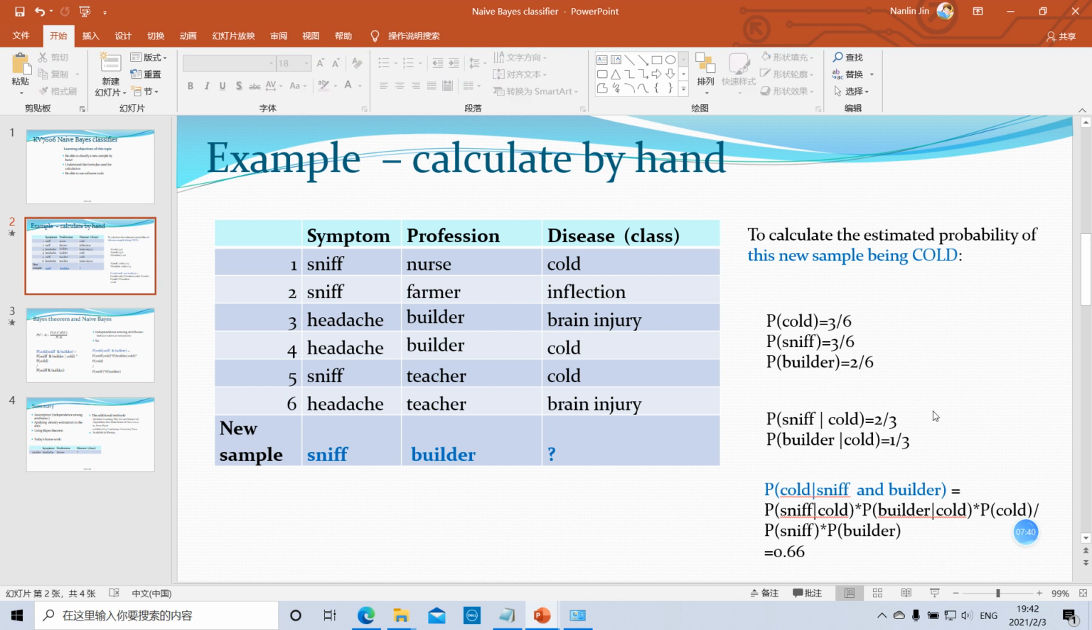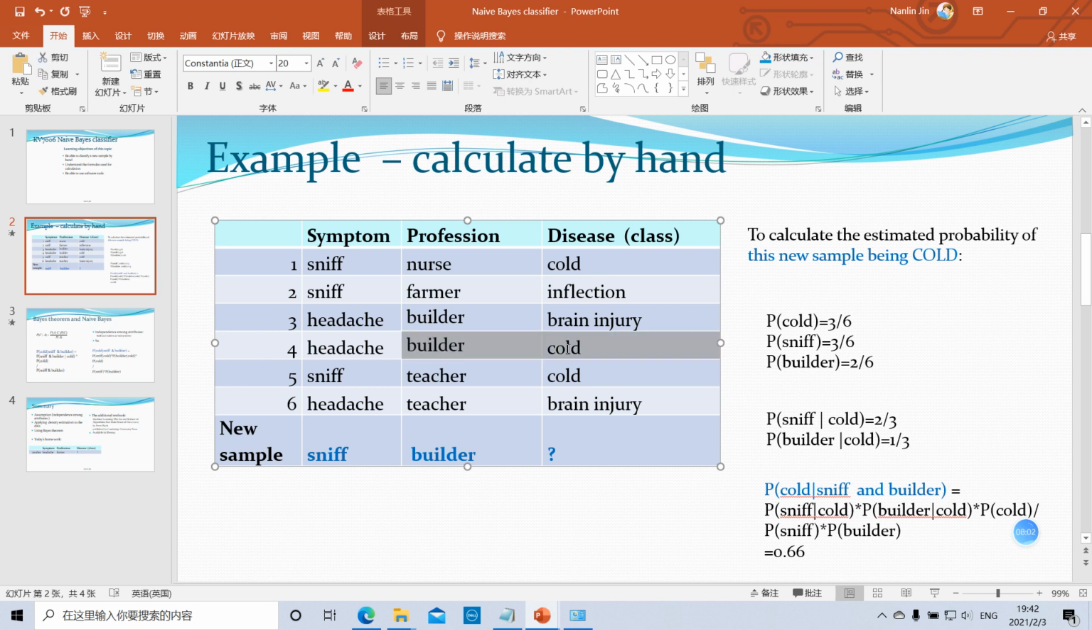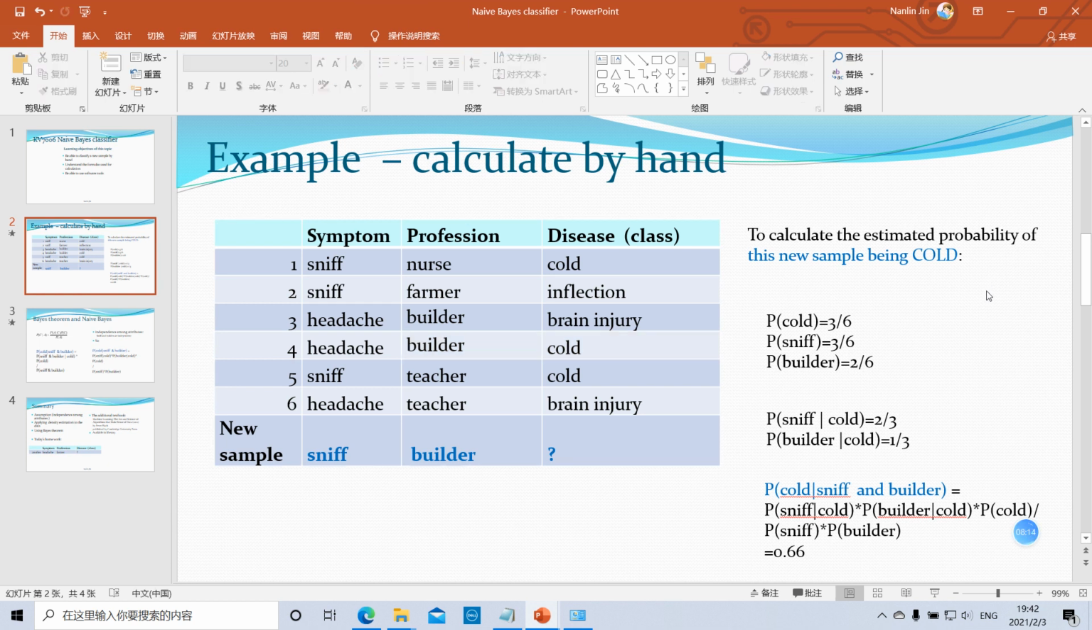Again, we do similar things. Only look at the cold. How many of them in the records, 6 records, are builders? First one no, second one no. This one is a builder, but the disease is brain injury. Here is one builder, and they have cold. So that probability is 1, because only in record 4, when they have cold, the profession is builder. Is that a little bit clearer now?